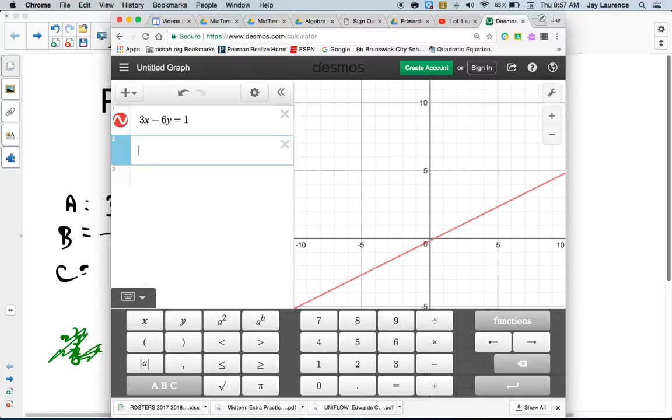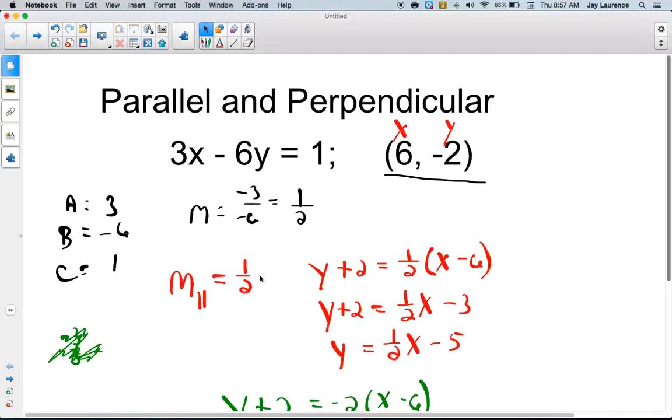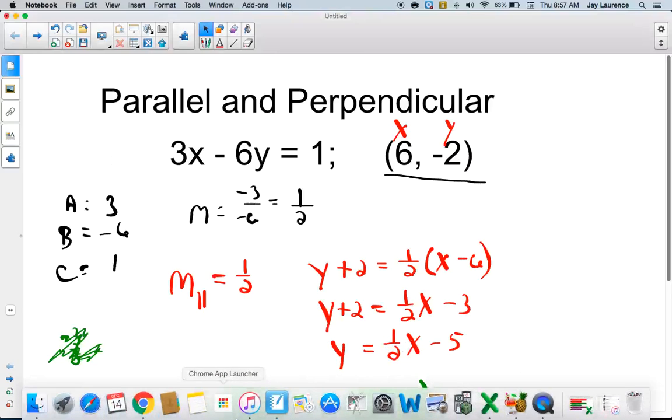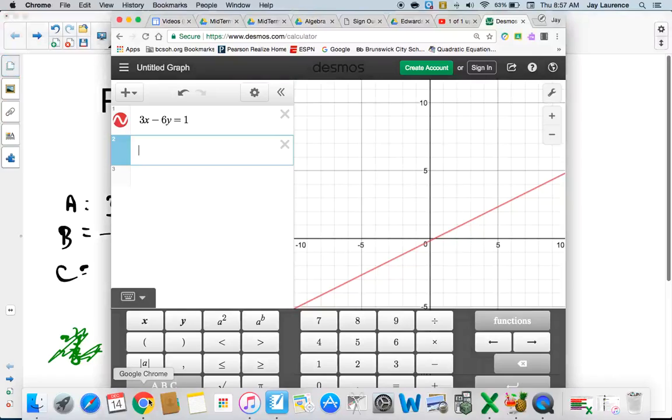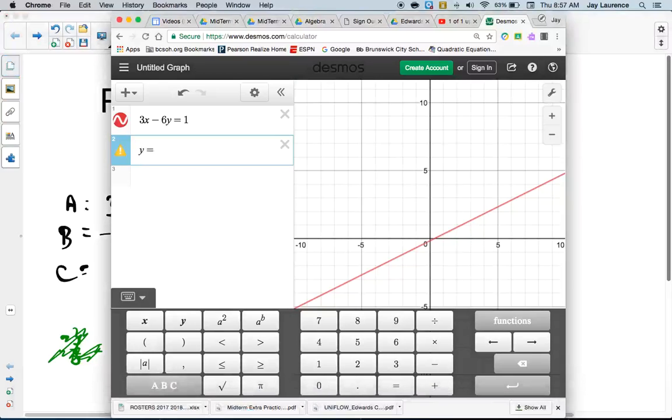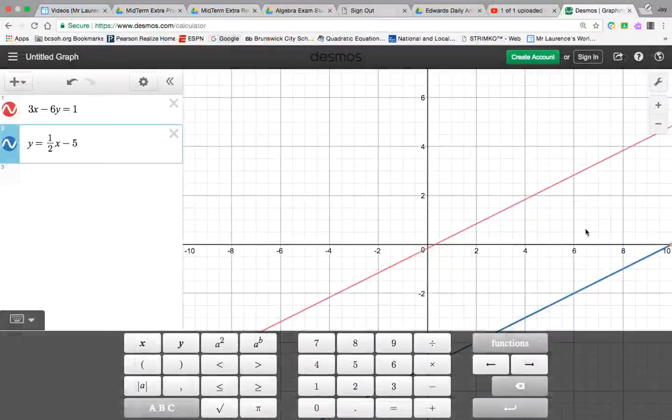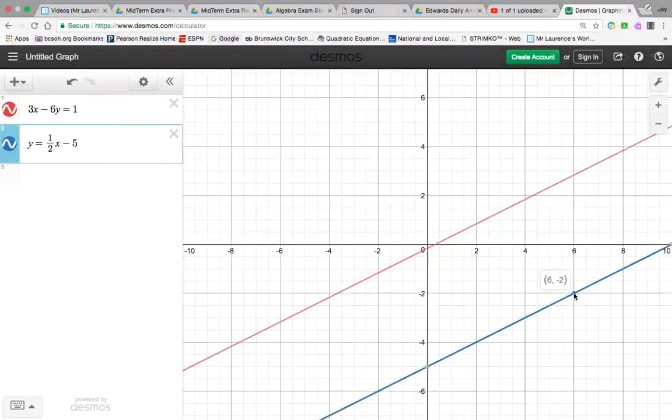Okay? And now I claim that this red equation here is parallel to it going through the point 6, negative 2. So let's type it in. y equals 1/2 x minus 5. Okay? Now they sure look parallel. But I say it goes through 6, negative 2. And look at that right there. It's going through 6, negative 2.